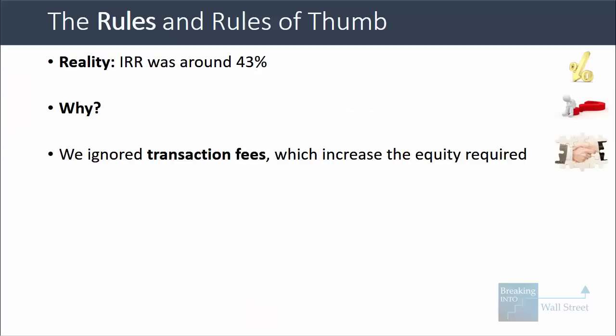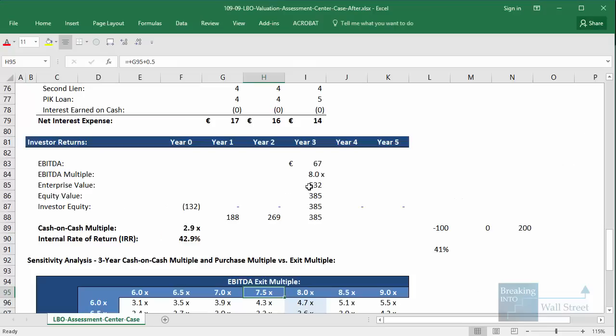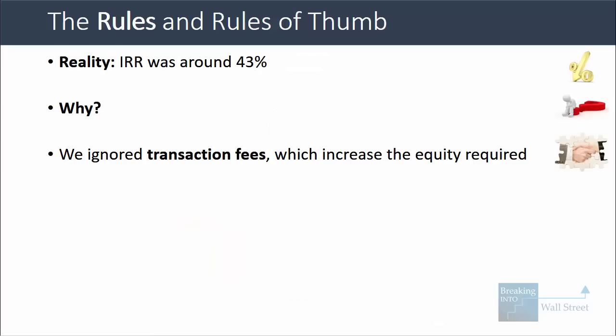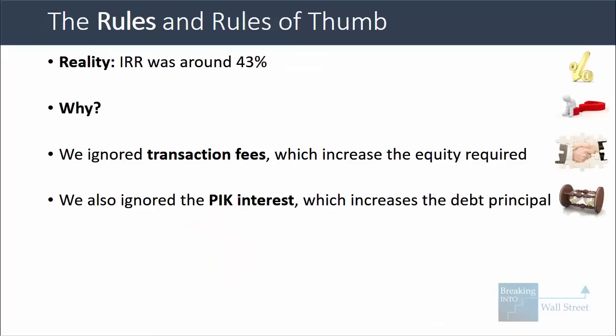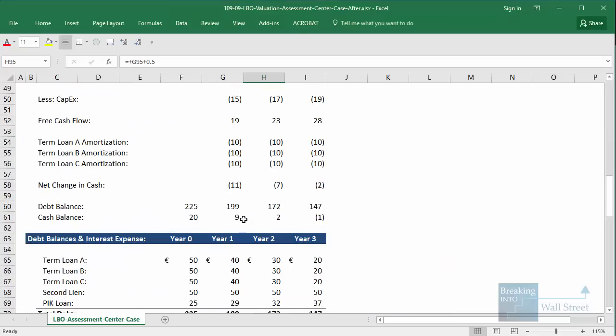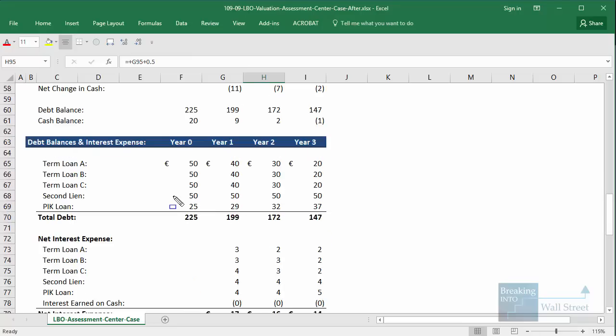Well, first off, we ignored the transaction fees, which the case study document outlined. These may seem small, but the significance is that they increase the amount of investor equity required. The other thing is that we ignored paid-in-kind interest. So it's not quite accurate to say that we just end up with 90 million of debt less at the very end. If you actually look at the total debt numbers, because the paid-in-kind loan increases each year, we take our total debt, we subtract our ending balance, and we only end up about 78 million lower at the end.